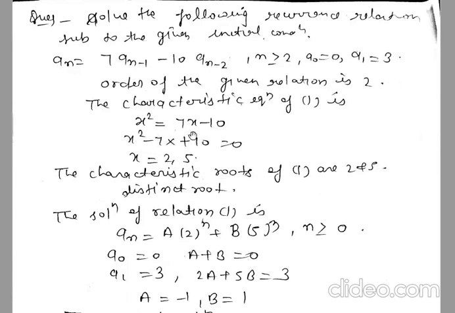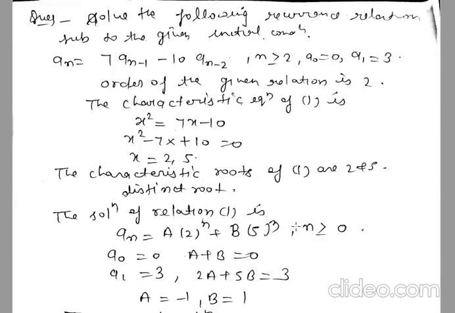You have 10, so divide 10: 2 plus 5 will be your 7, and 2 into 5 is 10. So x is equal to 2 and x is equal to 5. There are two roots and both roots are distinct, that means different. Now, the characteristic roots of relation 1 are 2 and 5. We can see distinct roots.